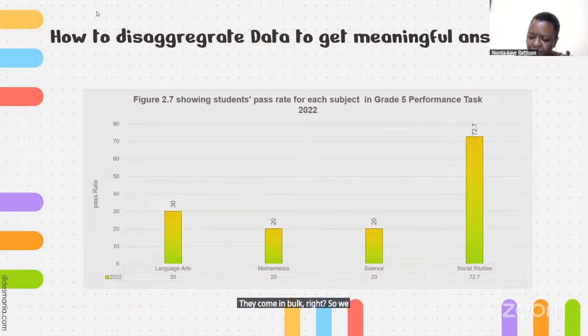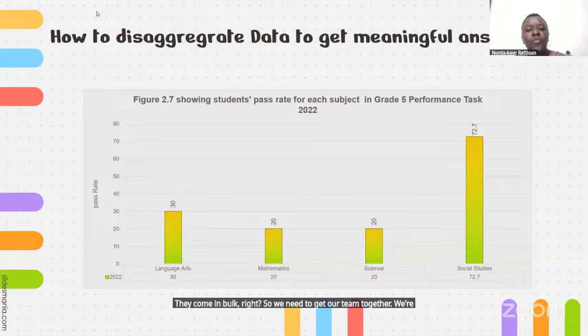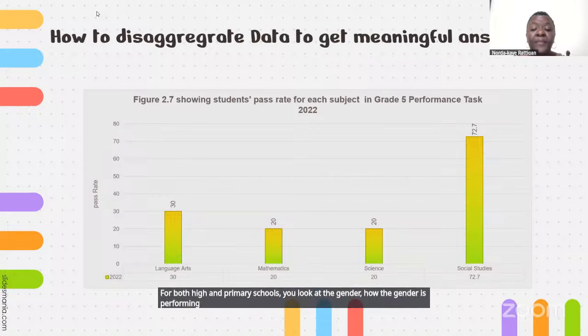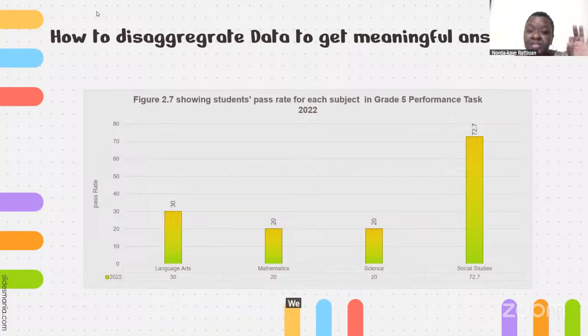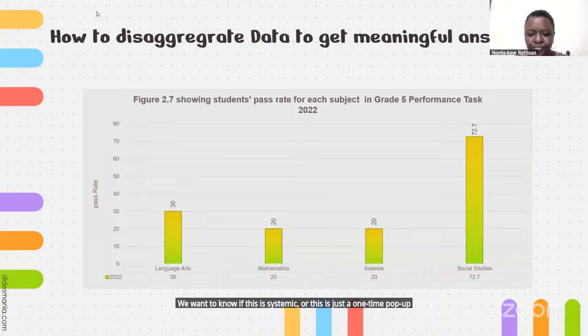So we need to get our team together. We're going to analyze. We want to look at the school's pass rate. For high schools, you look at the matriculation rate. For both high and primary schools, you look at the gender, how the gender is performing. Are the girls performing better than the boys? Is this a trend? And when we look at data, we look at it for 3 years because we want to see a trend in the data. We want to know if this is systemic or this is just a one-time pop-up bad result.